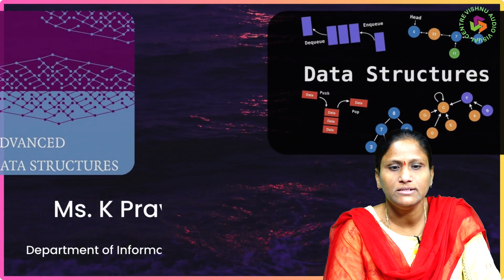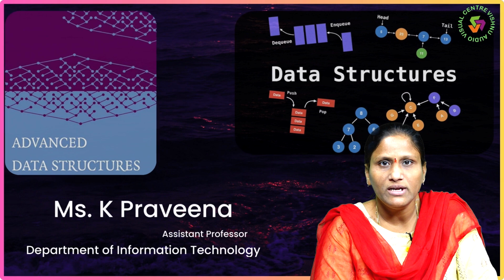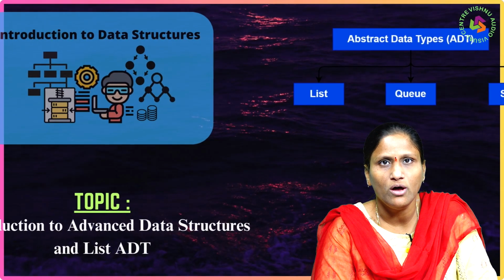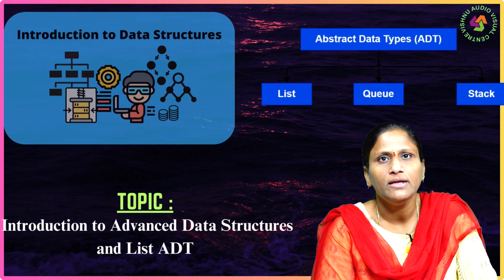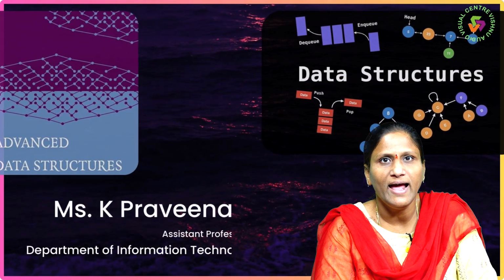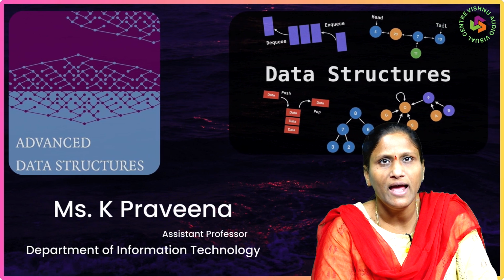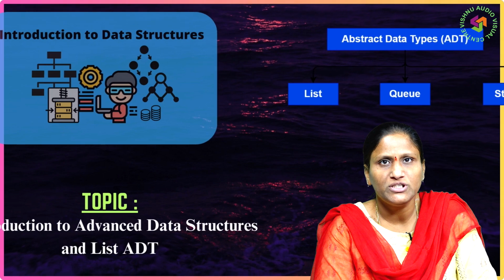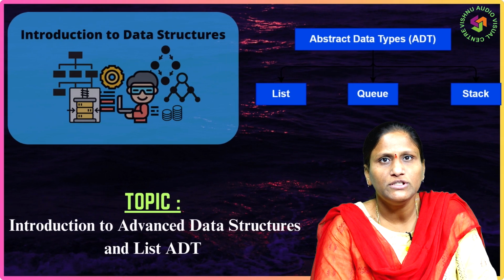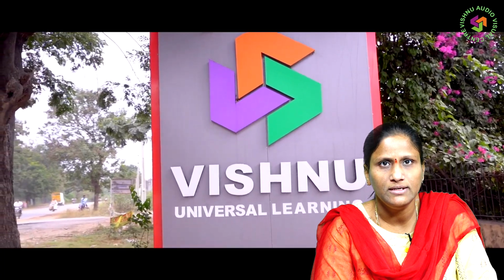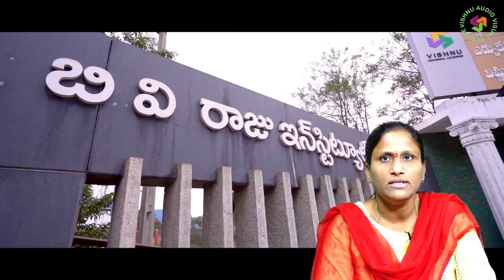So we discussed today the definition of data structure, where the data is organized and stored in a computer so that whenever the user wants to access the data, it can be accessed. And we have discussed ADT, abstract data type, which shows only the essentials without showing the internal details. And we have discussed the list ADT.